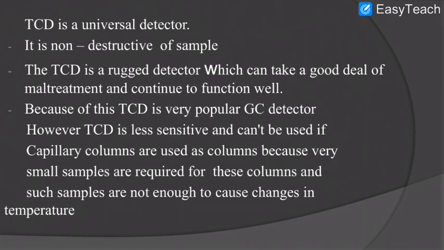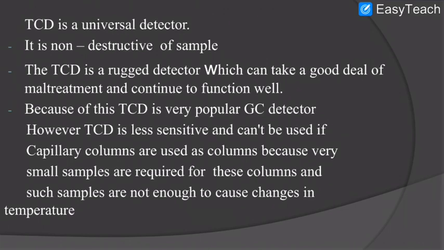Now see, earlier on packed columns were used. Nowadays capillary columns are used. But the problem with capillary columns is that the sample size is very small. If the sample size is very small, the quantity of the analyte is so small that it can hardly make any difference in the temperature of the wire. Because if you have a lesser quantity of the sample, then once it passes through the wire, it will be such a small quantity that the temperature may not change very much. So if you are using capillary columns, then you cannot use TCD unless the sample size is big.